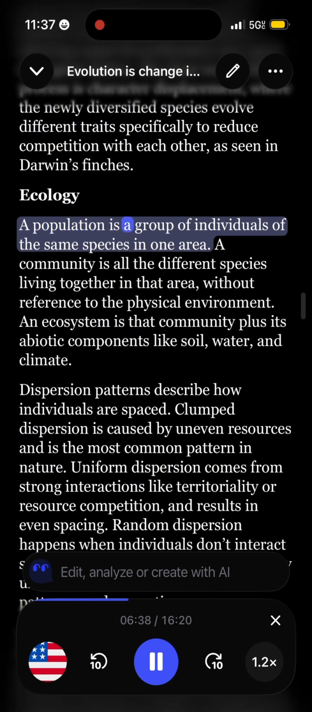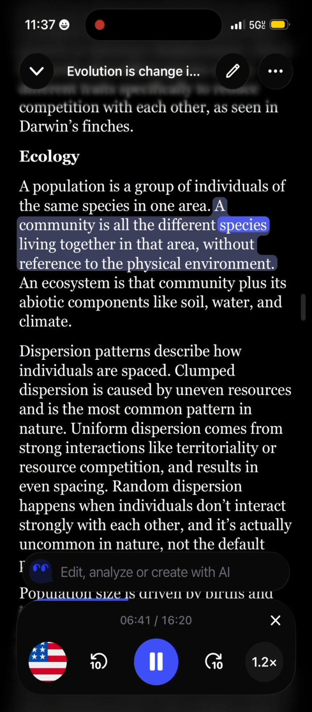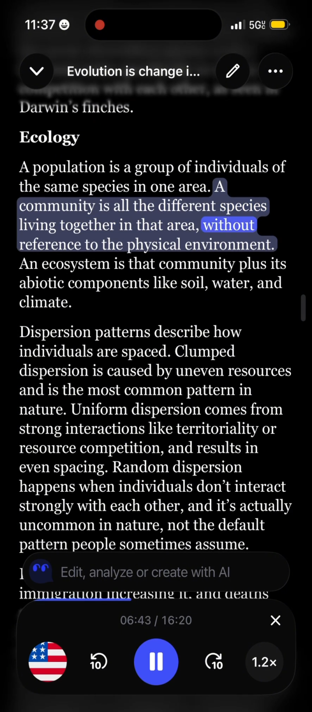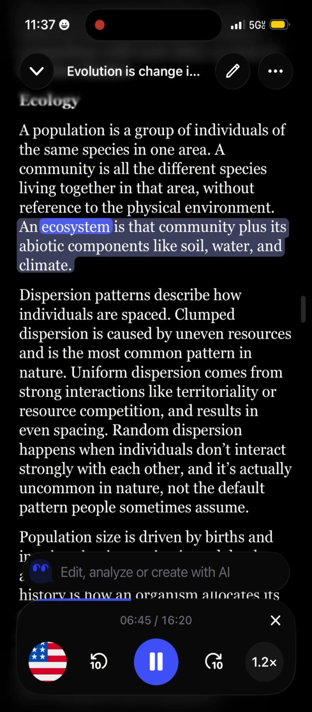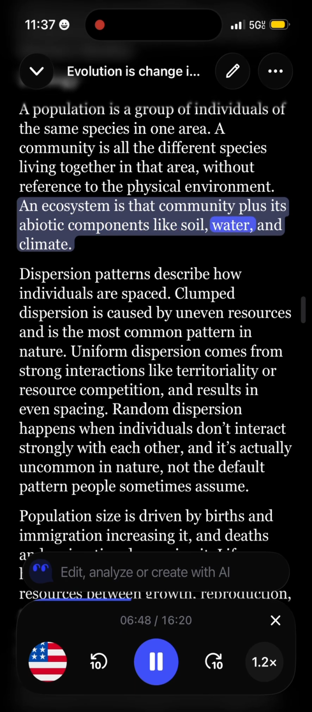A population is a group of individuals of the same species in one area. A community is all the different species living together in that area, without reference to the physical environment. An ecosystem is that community plus its abiotic components like soil, water, and climate.